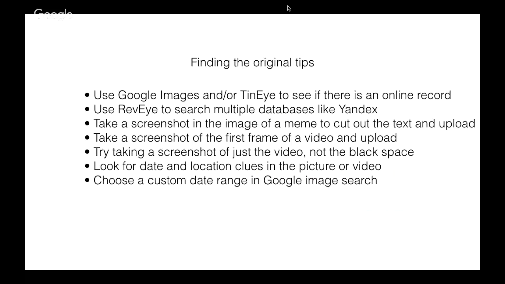Finding the original, of course, you can do things like using the reverse image search that we talked about. You can take a screenshot of any image or meme and cut out the text. Sometimes you'll see people sharing a picture with some text around it, and they will say what it is there. If you're not sure about it, take a screenshot and then do a reverse image search with that. You can do that with a video as well.